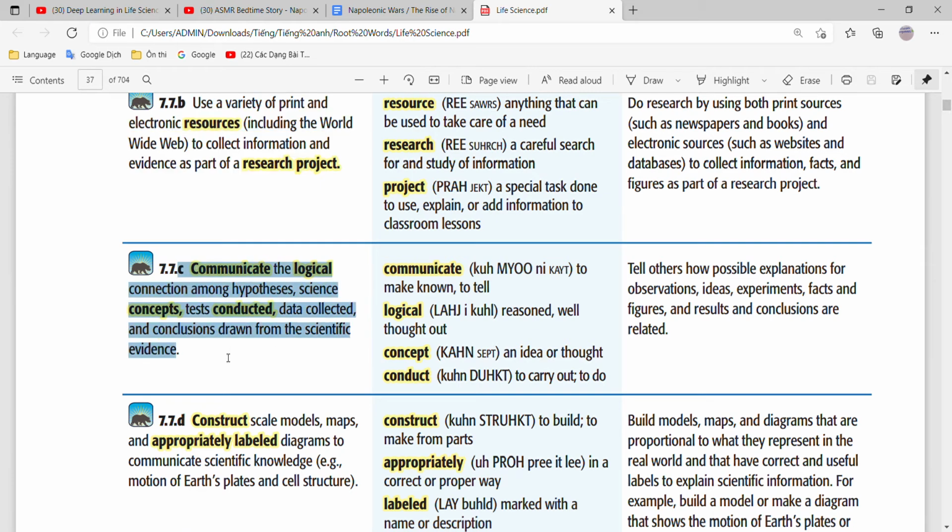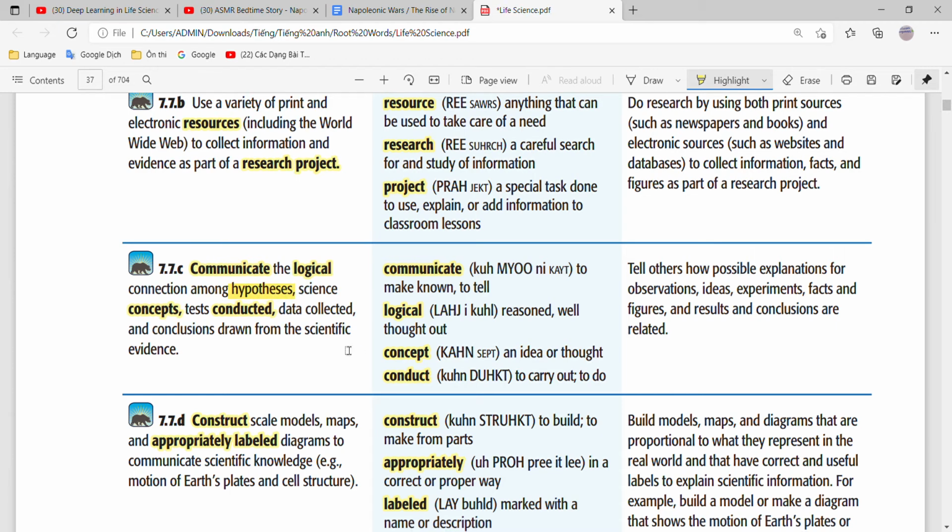Next, we're going to discover the term: communicate the logical connection among science concepts and test conducted, data collected, and conclusions drawn from the specific evidence. Okay, so I don't know what this means, but we'll try to figure it out.